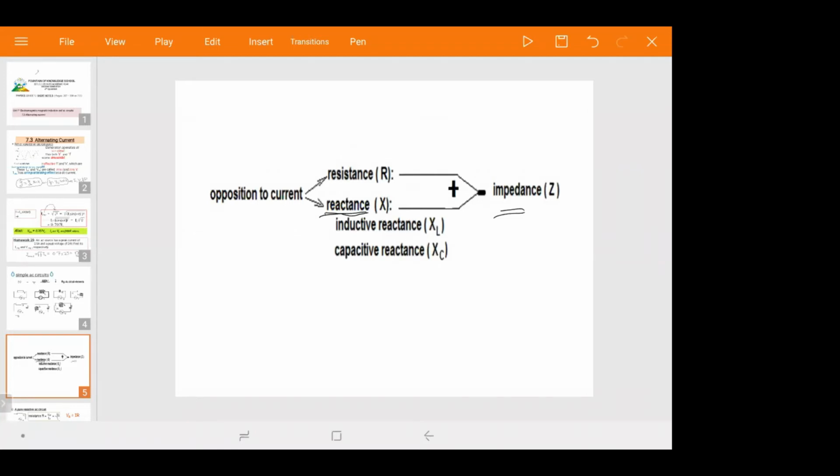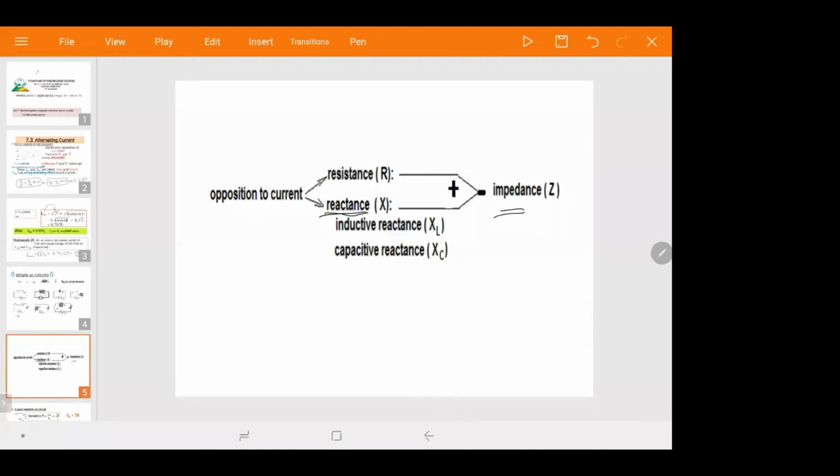When you hear the word impedance, you automatically know that in the electric circuit, there is a resistance and there is either an inductor or a capacitor or maybe both. If only an inductor or a capacitor is there, the opposition to the flow of current is called reactance. If only an inductor and a capacitor are there, we simply call it reactance.